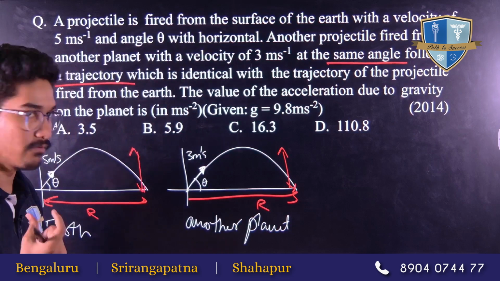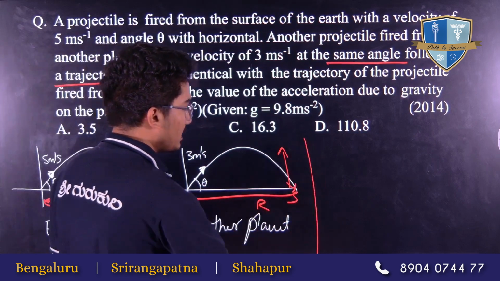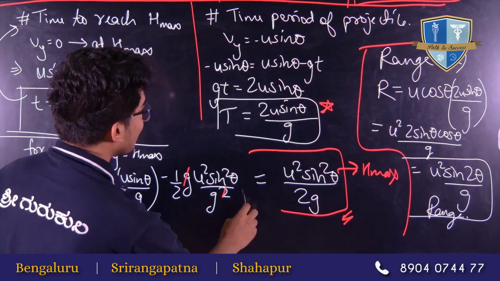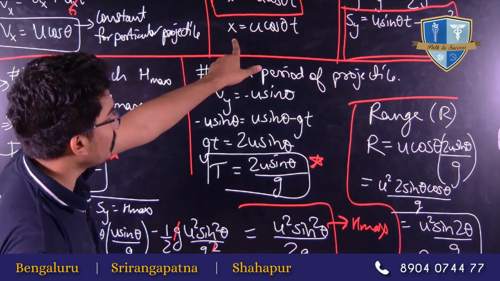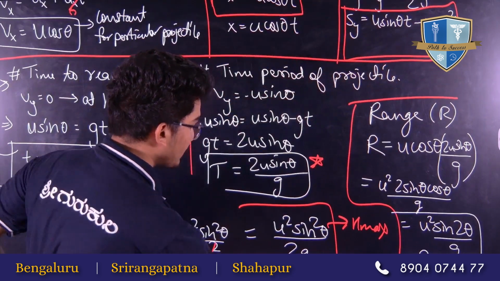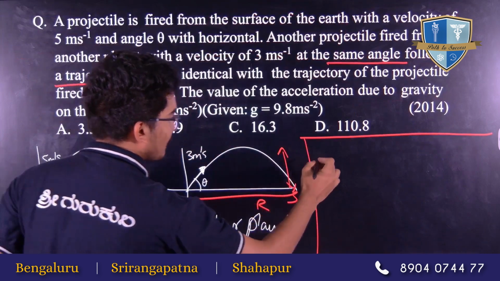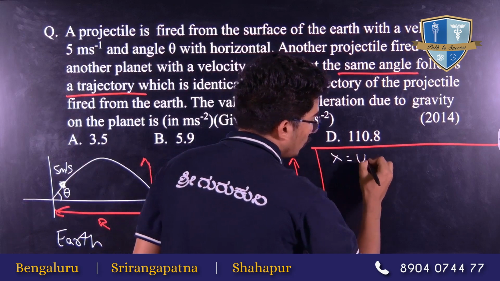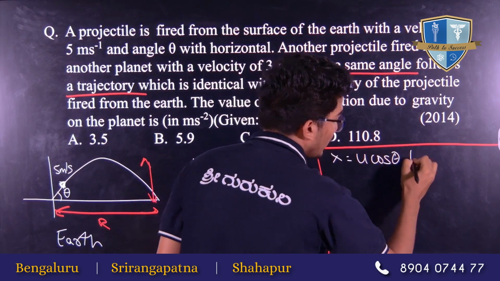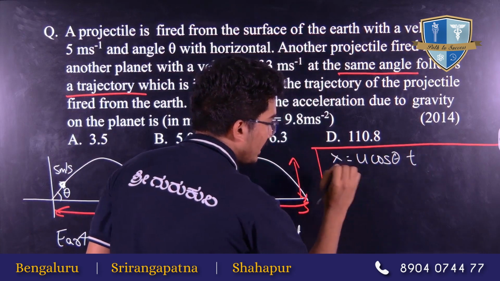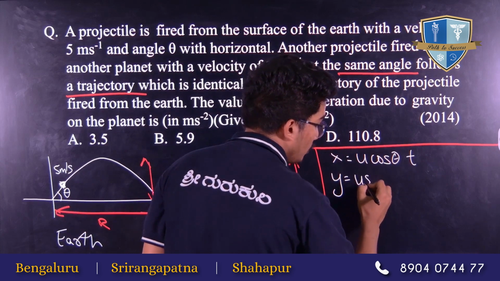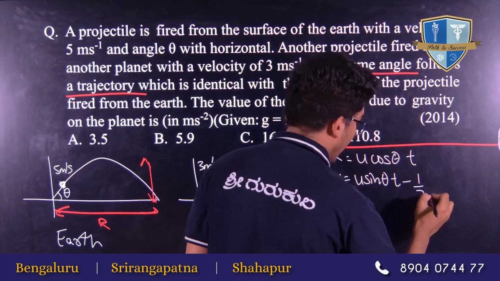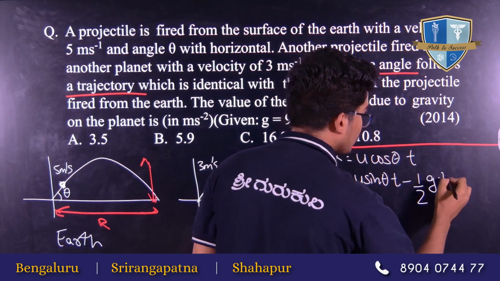Now what is this equation of trajectory? To find the equation of trajectory, let's see this first. What is our displacement in the x direction? This is our displacement in the x direction and this is our displacement in the y direction. So displacement in the x direction is x equals u cos theta into t, and displacement in the y direction at any time t is equal to u sin theta t minus half g t square.